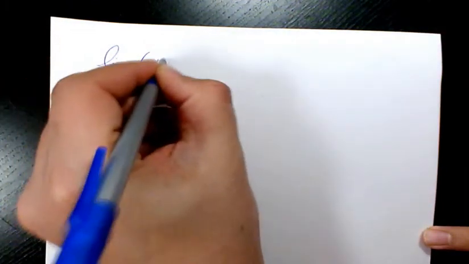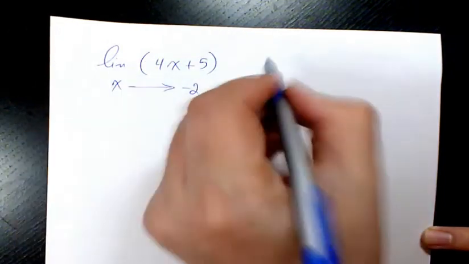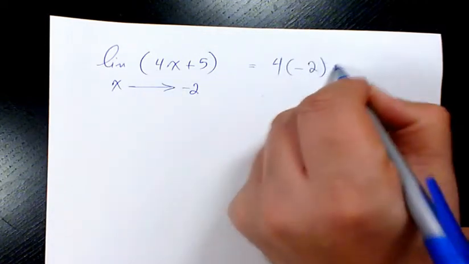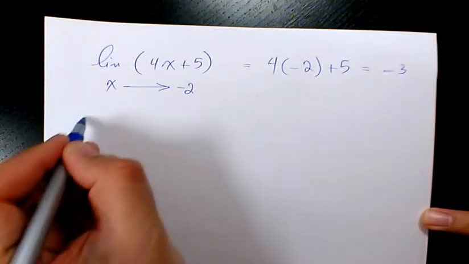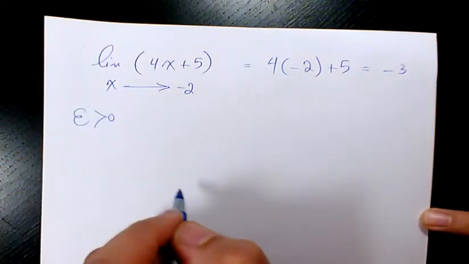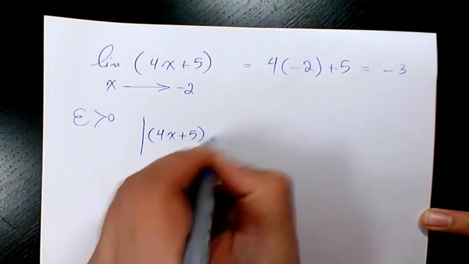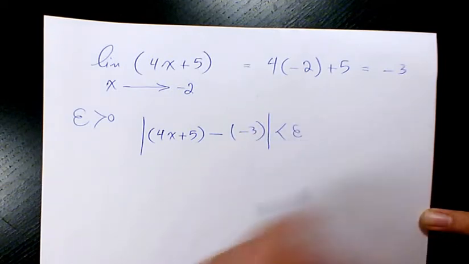Next example. Limit of 4x plus 5 when x is approaching negative 2. When you want to evaluate it, 4 times negative 2 plus 5, that's going to be negative 8 plus 5, that's going to be negative 3. Given epsilon greater than 0, we have 4x plus 5 minus negative 3, that has to be less than epsilon.